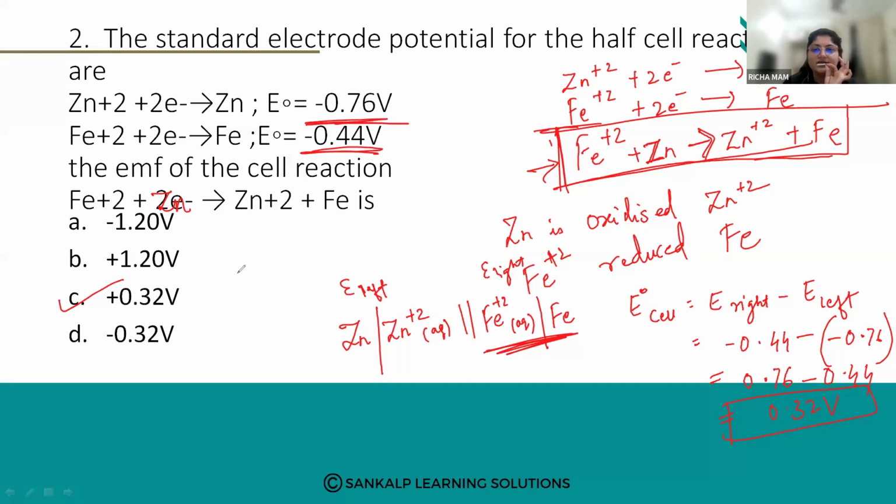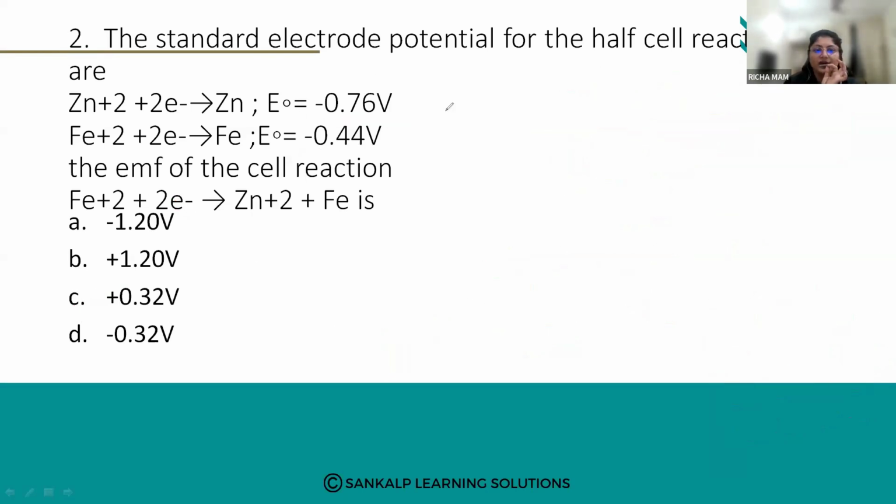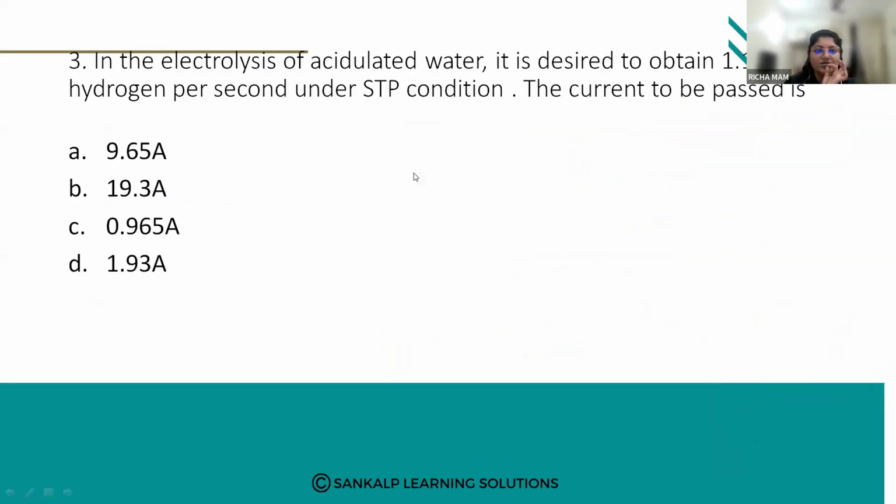Okay. So like this, similar type of questions, different half cell reactions will be given. You have to find out the E naught of the cell, the EMF of the cell. Only the cell reactions will be different. I hope it is clear. Let us go for the next one.